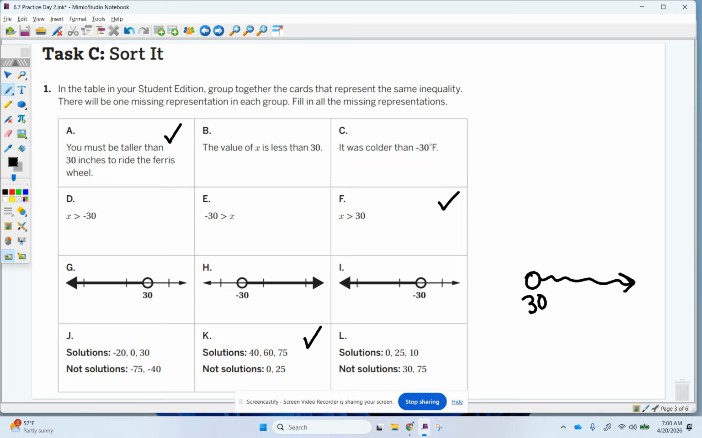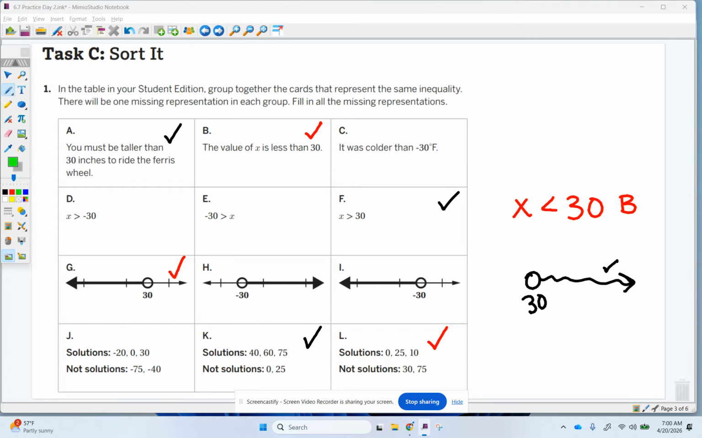And so that's A. For B, I just wrote X is less than 30. That's not any of these. So X is less than 30 goes with B. G is graphed, and L are the solutions.